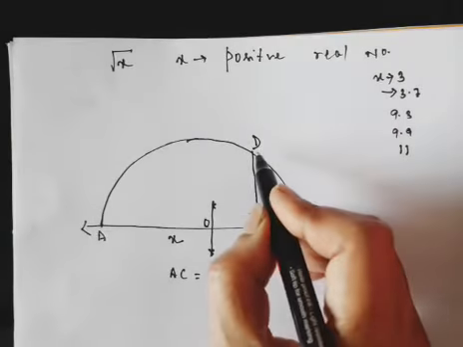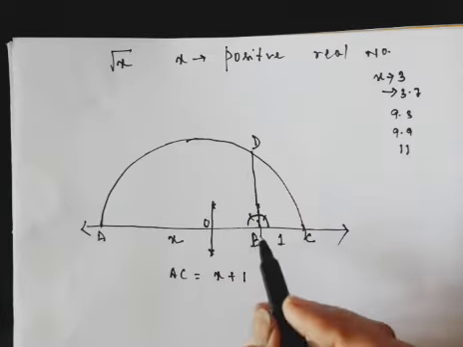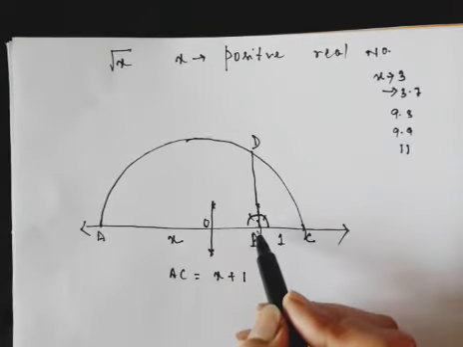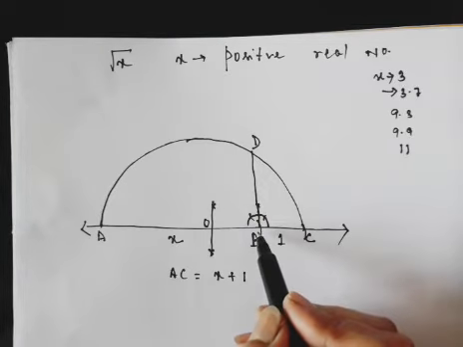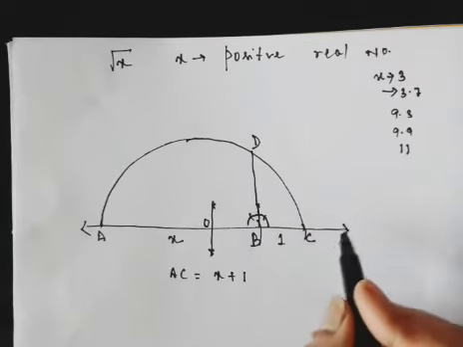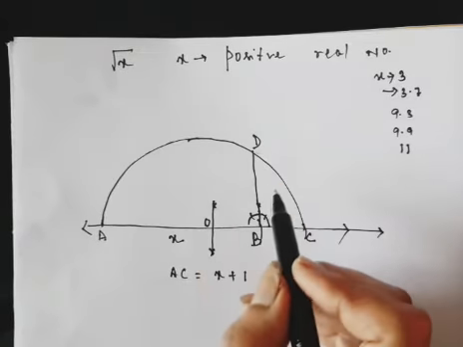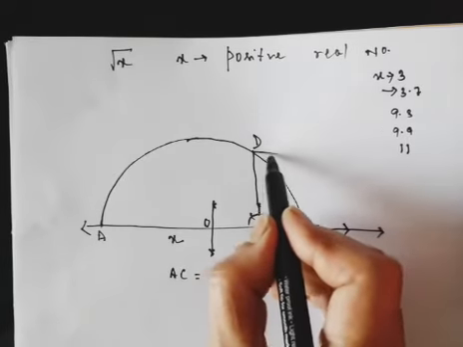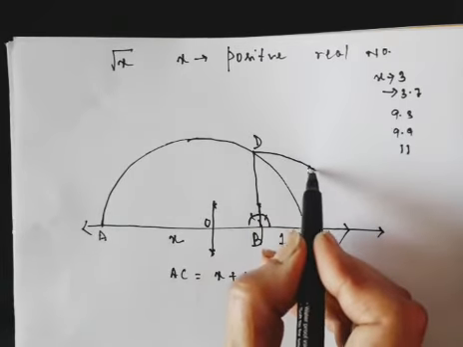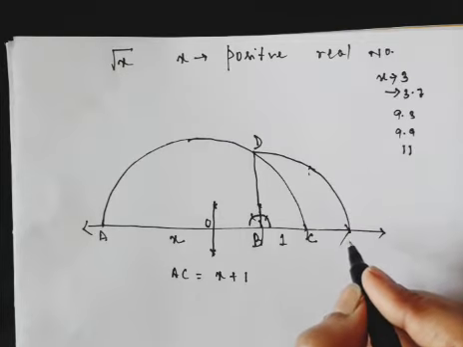Suppose this perpendicular intersects the semicircle at D. Now BD is of root x unit length, but our aim is to show this length on the number line. So how to represent this length BD on the number line? For that, let us do one thing. Let us take B as center and radius BD, and cut an arc like this which intersects the number line, suppose at point E.